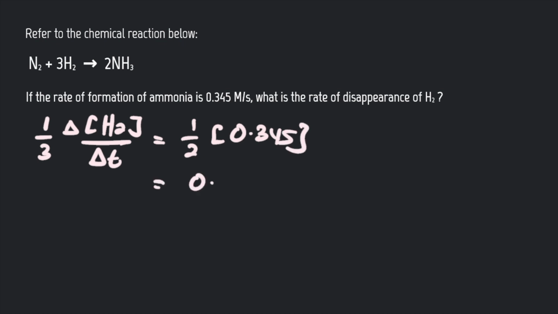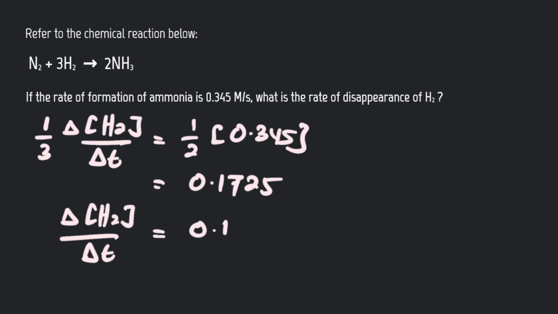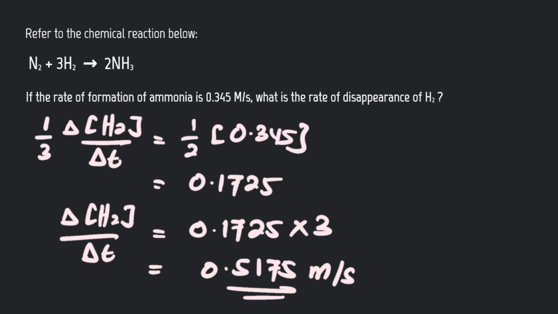Hence, you will get 0.1725. But you only need delta concentration of H2 over delta T, so this value, 0.1725, you need to times 3. Hence, your final answer is equivalent to 0.5175 molar per second. Alright, but then we need to see that your H2 is actually a reactant. So since it is a reactant, you need to have a minus sign over that. So this is the final answer for your fourth question.